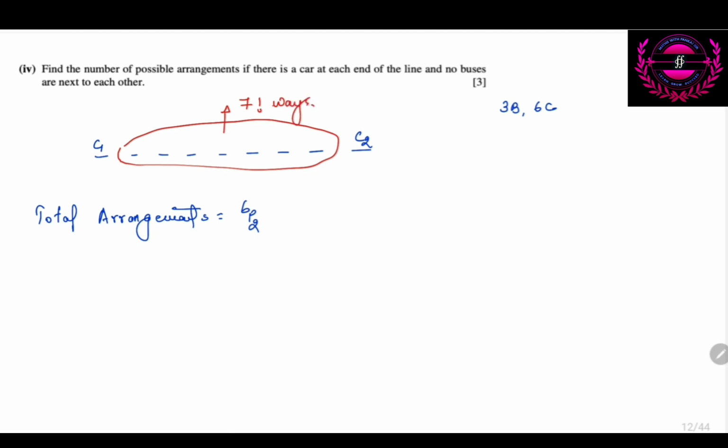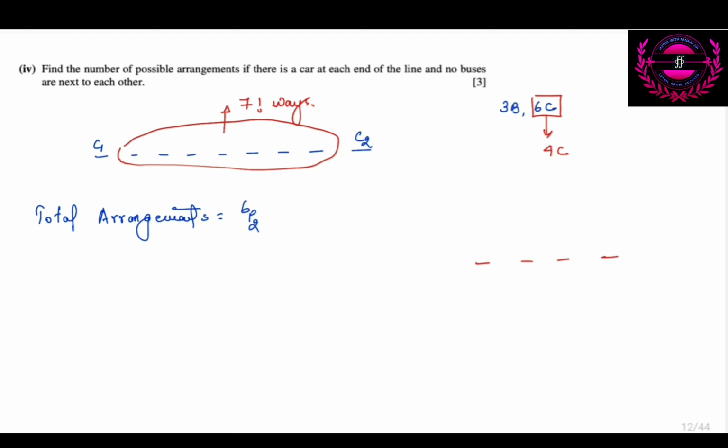7 factorial. But wait. It is given that no buses are next to each other. So if two cars are already selected, I am now left with 4 cars. So this is C1, C2, C3, C4. So this question will be solved by spacing. The three buses must not be together, and not even two buses can be together. So all of the buses must be at different positions, but not together. So this question will be solved by spacing.